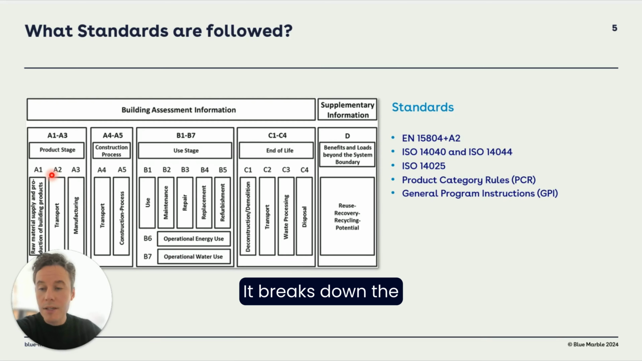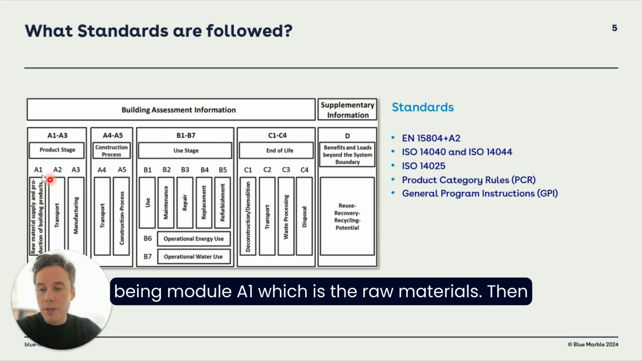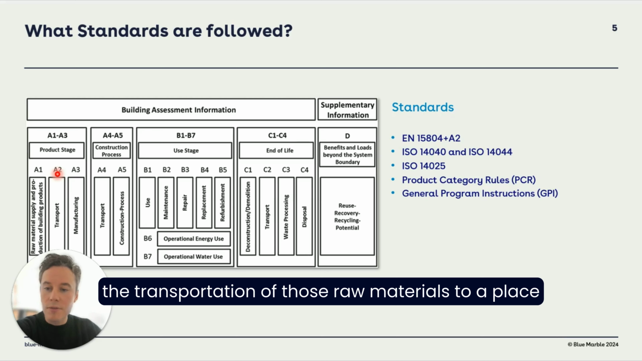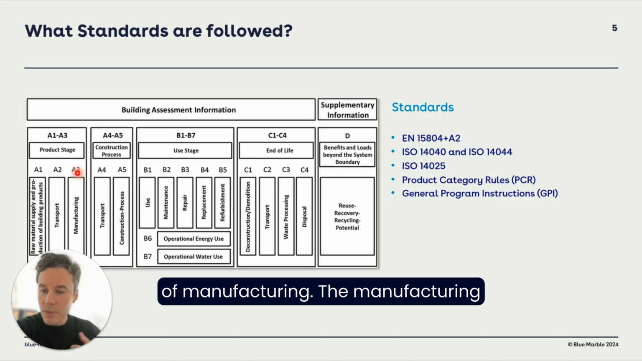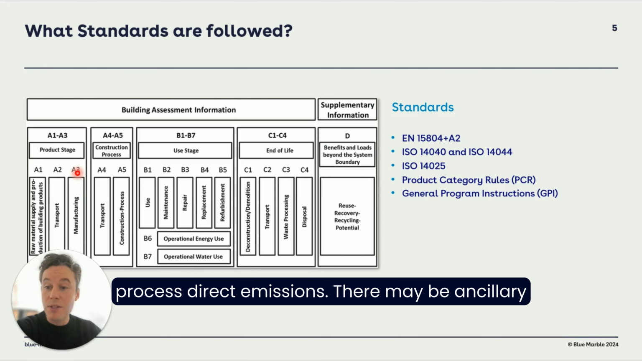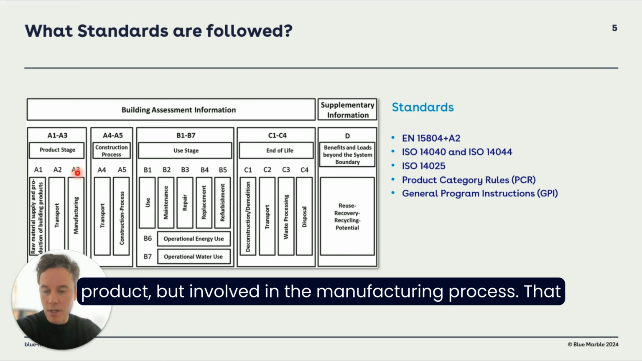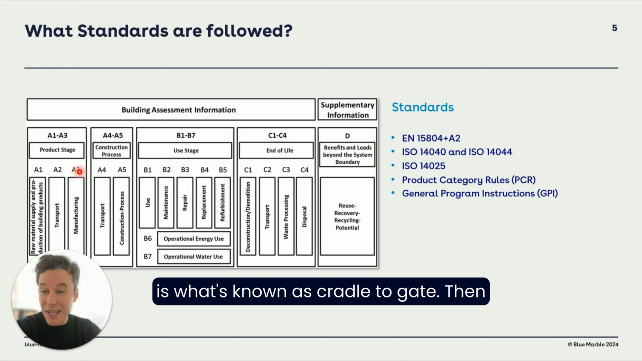It breaks down the life cycle stages into a series of modules. The first one being module A1, which is the raw materials, then the transportation of those raw materials to a place of manufacturing, the manufacturing process, which obviously uses energy, may use water, there may be process direct emissions, there may be ancillary materials, so materials that don't go in the product but are involved in the manufacturing process. That is what's known as cradle to gate.